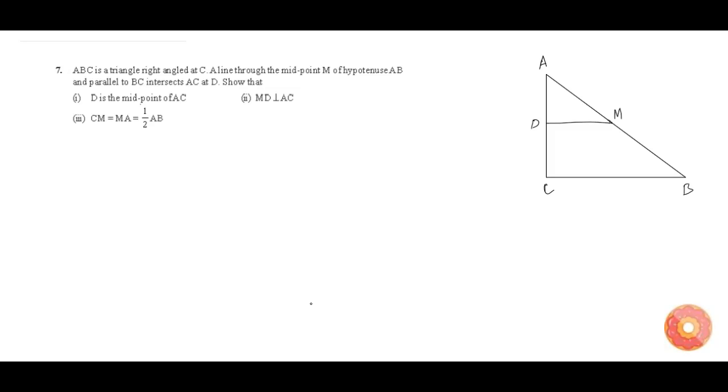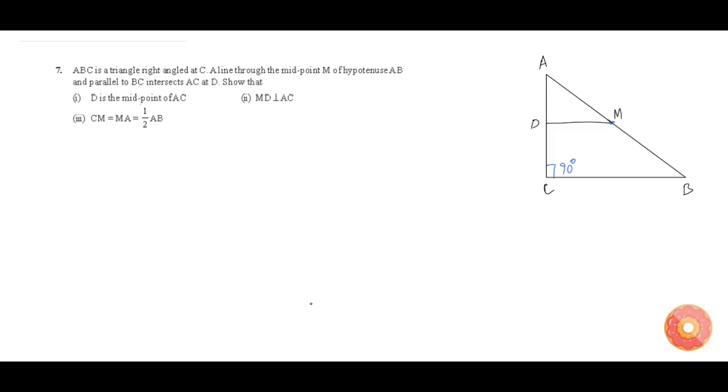Let us see what is given in the question. ABC is a right angle triangle at C with 90 degrees. This is our diagram. Now it is given that M is the midpoint of the hypotenuse.